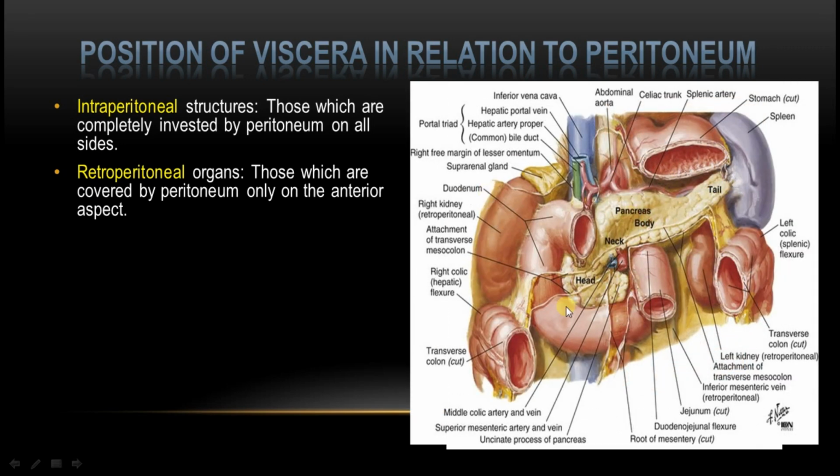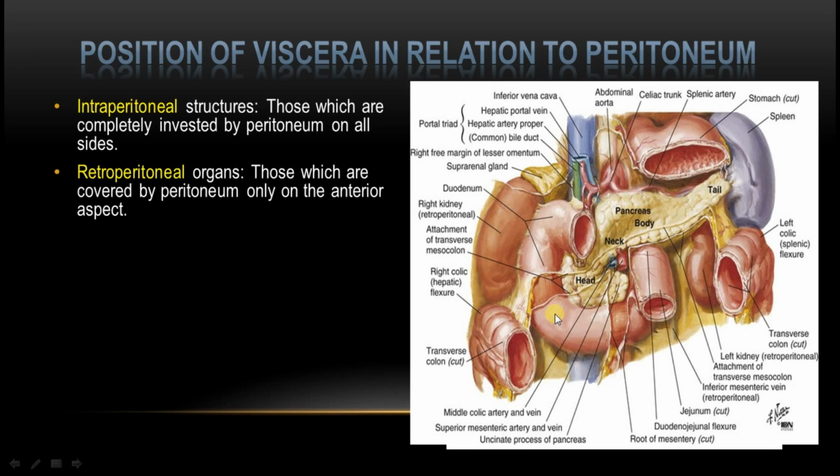Some of the retroperitoneal structures you are seeing are, as I told you, the pancreas, kidney, suprarenals, and the second, third and fourth parts of the duodenum, ascending colon and descending colon. They all are actually retroperitoneal organs. Certain organs we can also call secondarily retroperitoneal, which means originally they were peritoneal, but during the process of development they have become retroperitoneal.